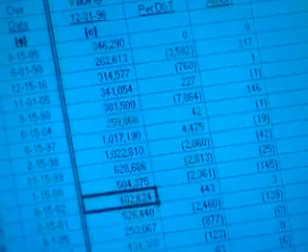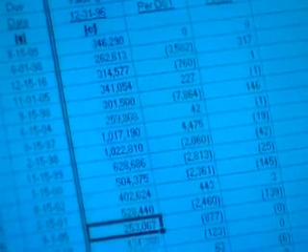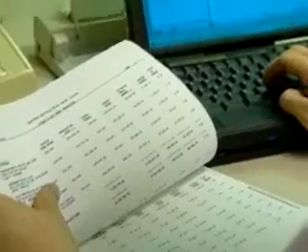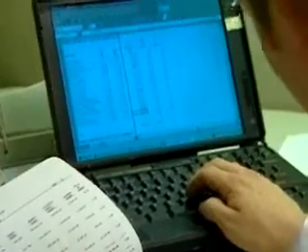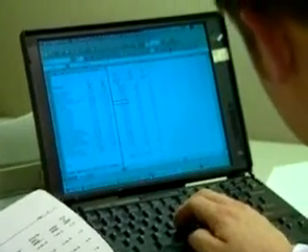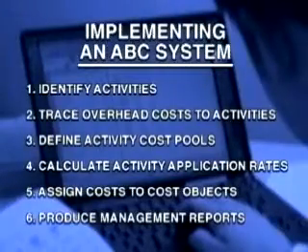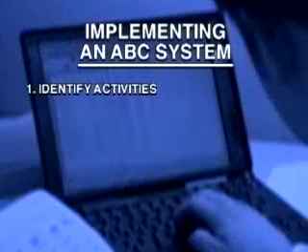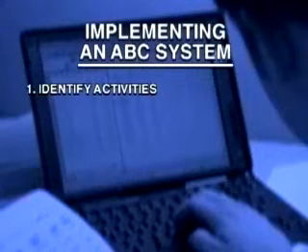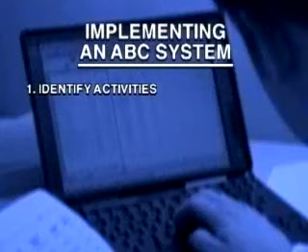Successful implementation of an ABC system requires a methodical approach. While the implementation process varies from one company to another, a general 6-step process is representative. The first step is identifying individual activities of overhead items, which are collected in separate temporary accounts.